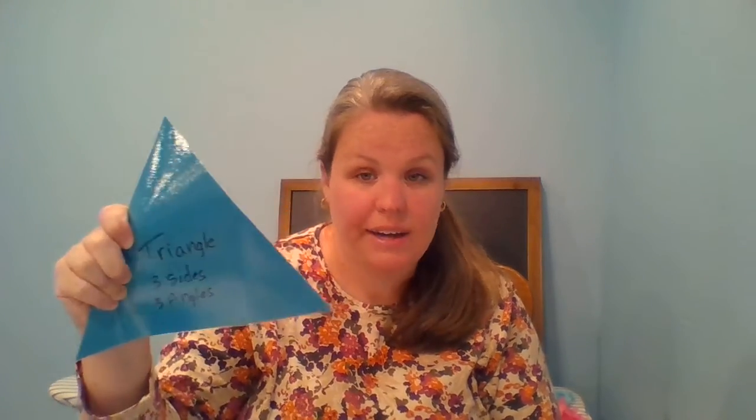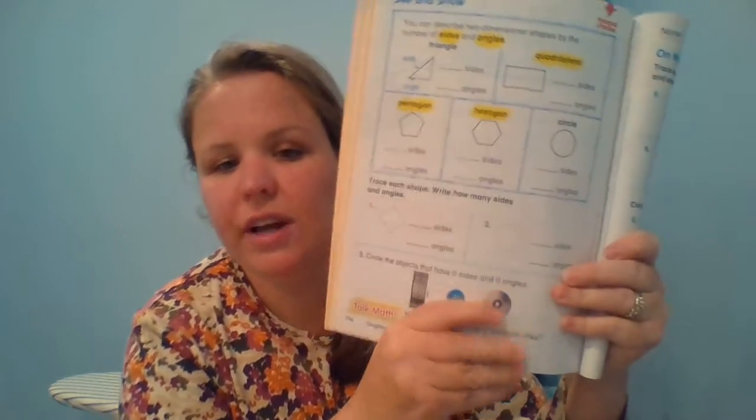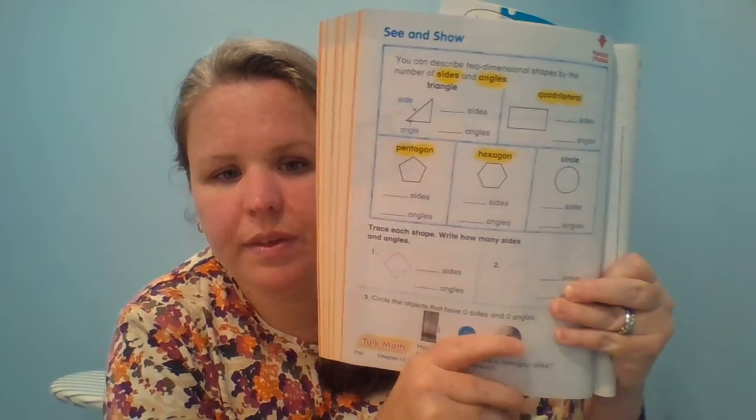So today in lesson 2, you are going to describe the different shapes with sides and angles. So I'm going to be looking for numbers. How many sides, how many angles does the shape have? How are you going to do that? You're going to count them. So open up your book to 746.